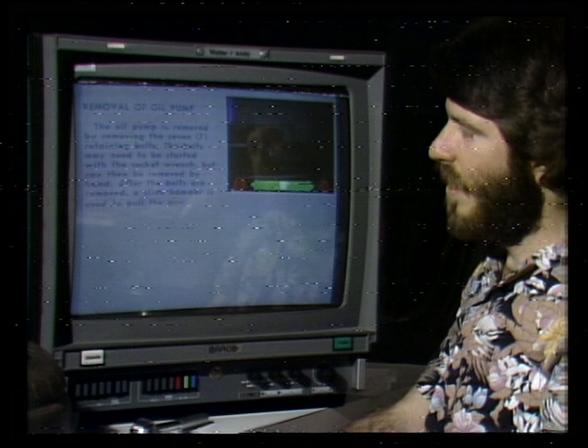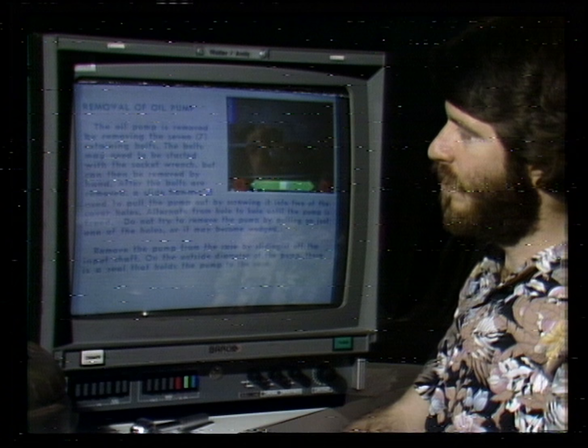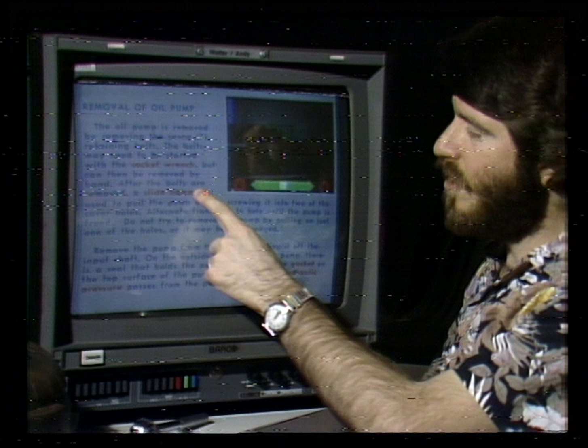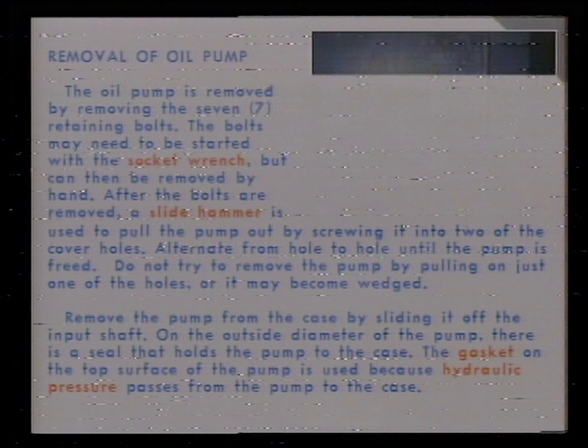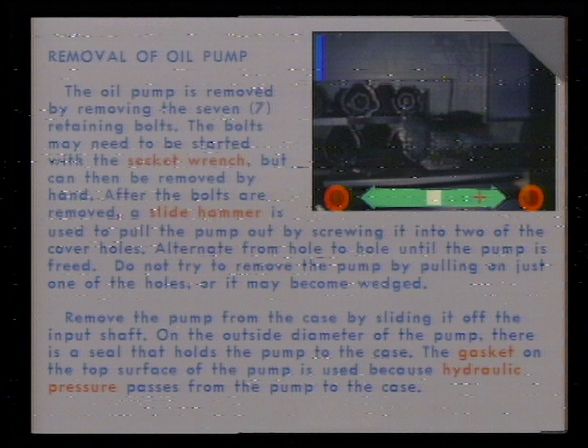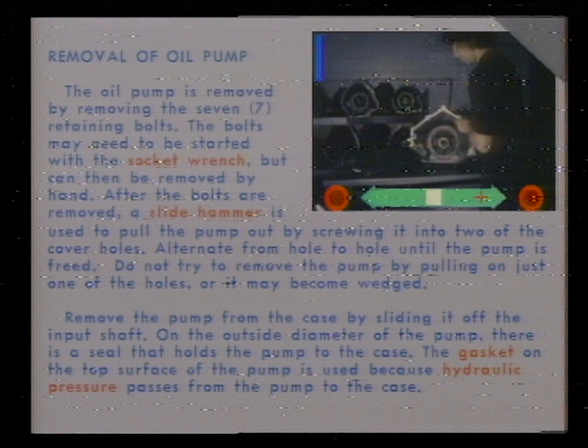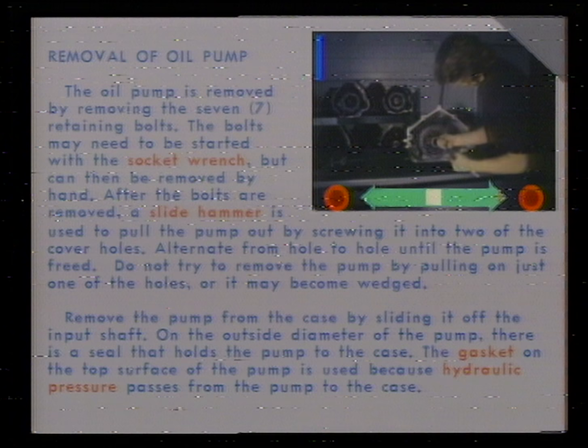Here's another example of a page with glossary words highlighted in red. I can get a definition of these words just by touching them, and the definition will appear in the illustration corner. I can get back to the illustration, but in this case it's not a single frame, but actually a movie of someone coming into the frame and doing the repair that's described in the text. The two-headed slider is a speed control that allows me to watch the movie at various speeds in forward or reverse.